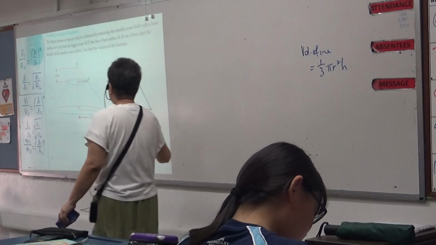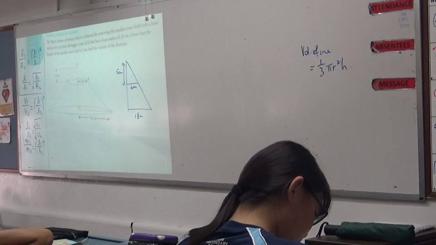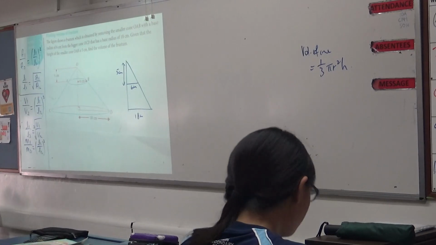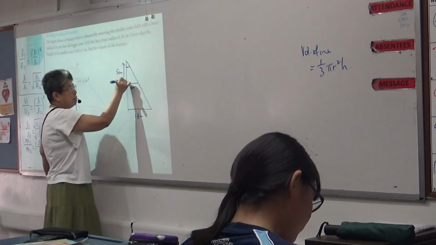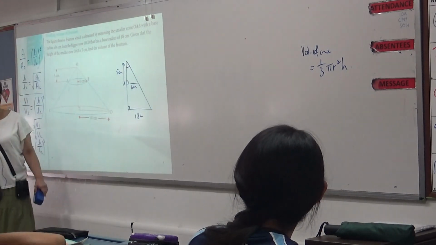Okay. Now, I can find the volume of the small cone. But I do not know the height of the big cone. Am I right to say that? I'm talking to the whole class. Okay, now, can you see this is a common angle? This is a right angle. So I will have two similar triangles. Am I right to say that?